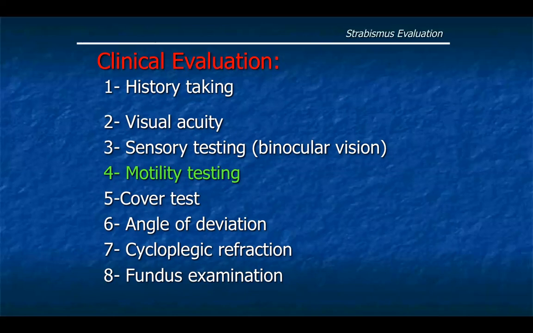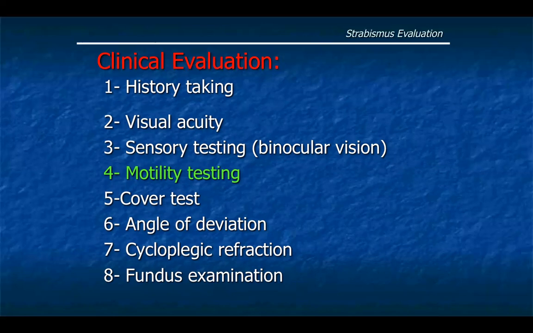If the patient has fix and follow equally with both eyes, this means there's probably no significant amblyopia. Or if the patient has alternating strabismus, he squints with the right eye and then he squints with the left eye and not squinting with one eye all the time, this is a sign of no amblyopia.